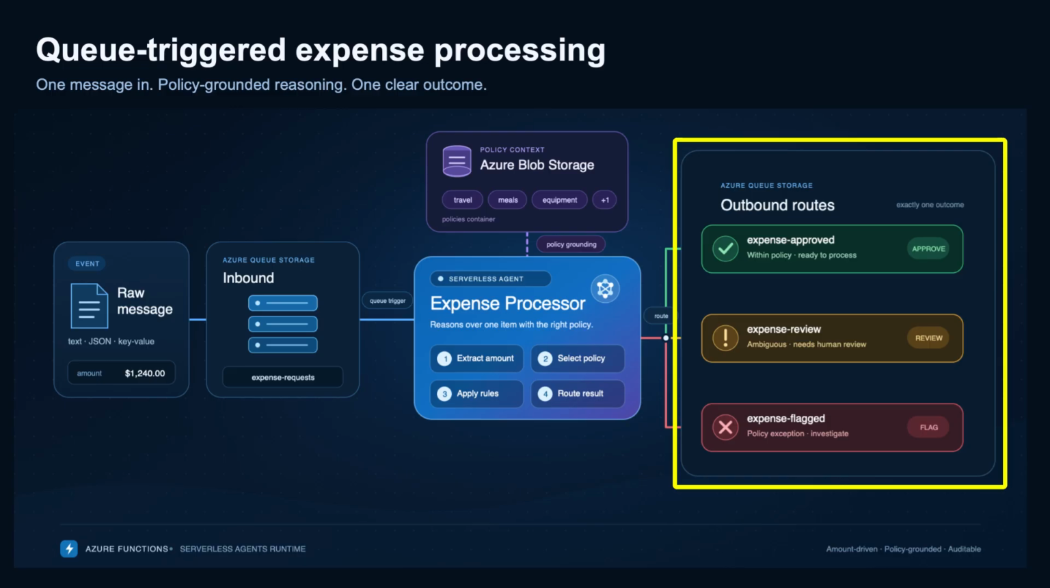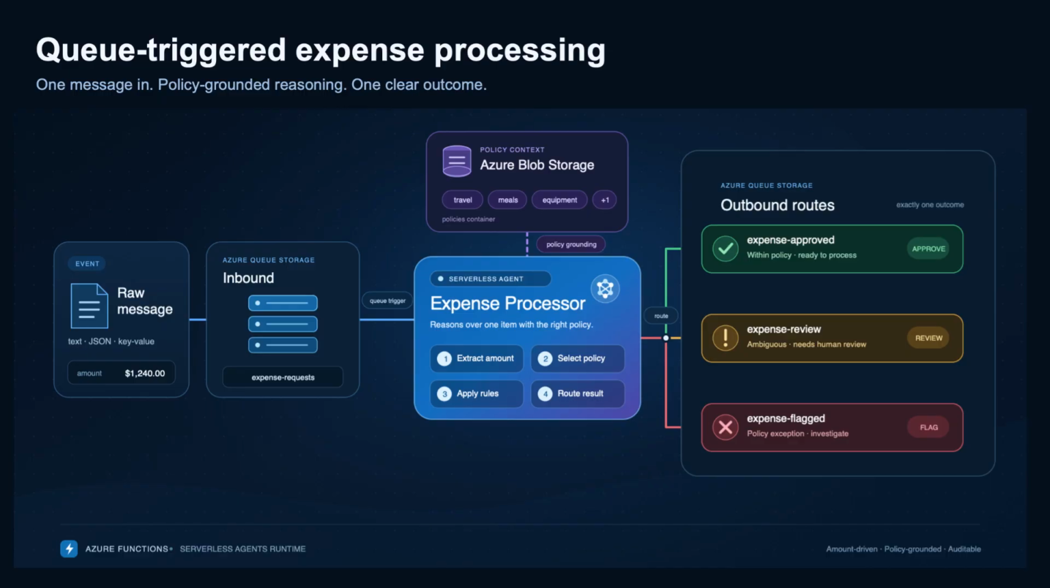In Azure, the tools authenticate using managed identity, and the function app can scale to 0 when there is no work. The key reason this workflow benefits from an agent is that context matters. The same $450 amount can produce a different decision depending on the category and the applicable policy.